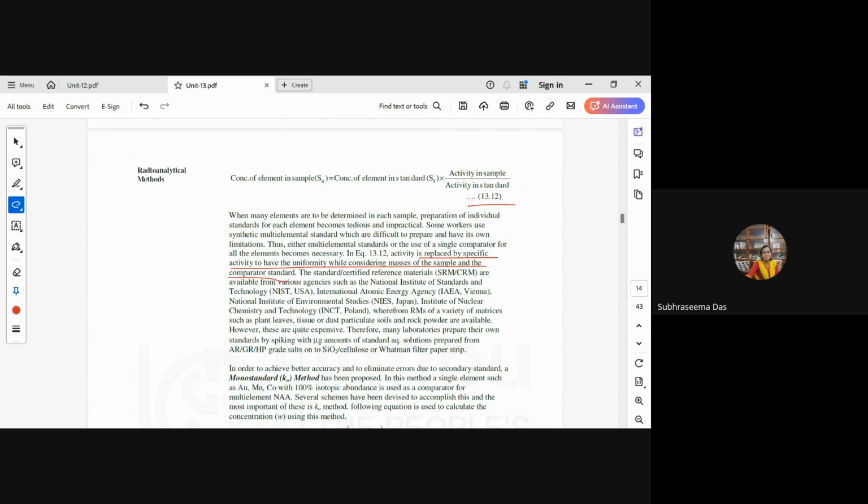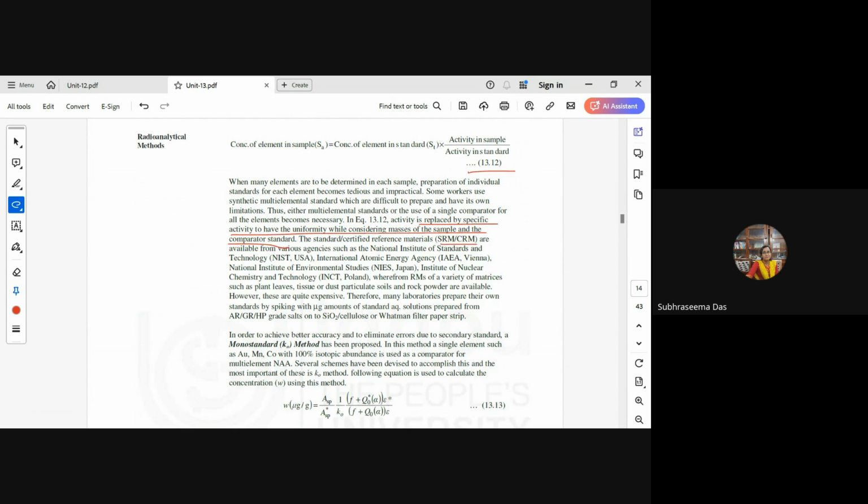the comparator. So the standard or the certified reference material, that is the SRM or CRM, are actually available from various standard agencies like the NIST, the National Institute of Standards and Technology USA, the International Atomic Energy Agency, that is IAEA in Vienna, the National Institute for Environmental Studies, NIES in Japan, the Institute of Nuclear Chemistry and Technology, INCT in Poland, where the reference materials of a variety of matrices such as plants, tissues, dust particles, rock, soil, and powder are available. But these are very expensive in nature.